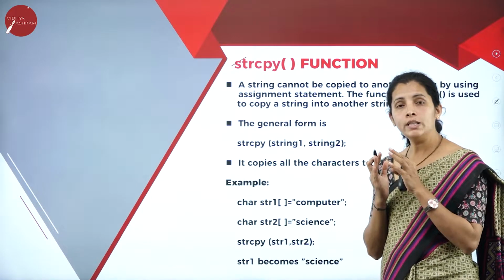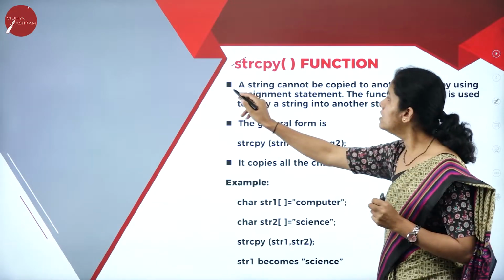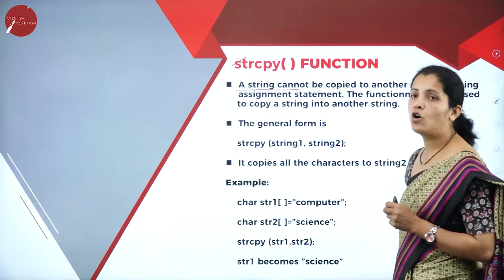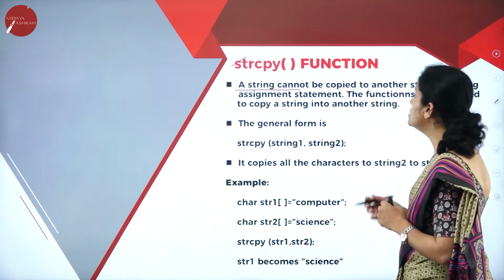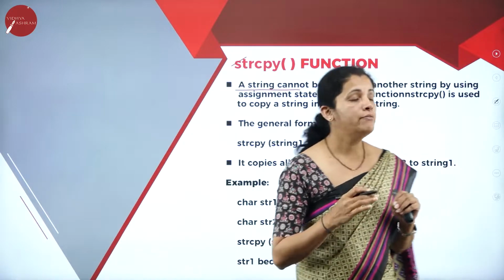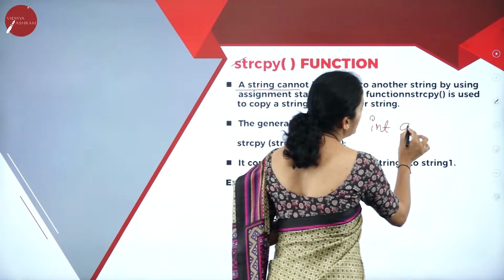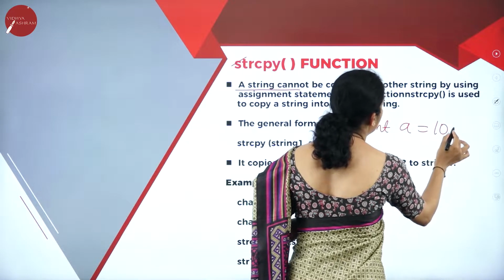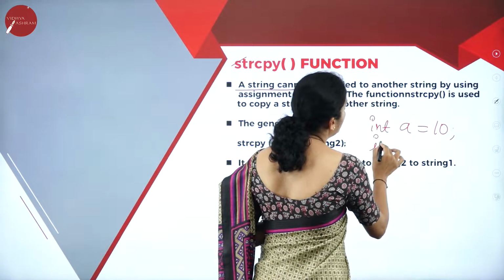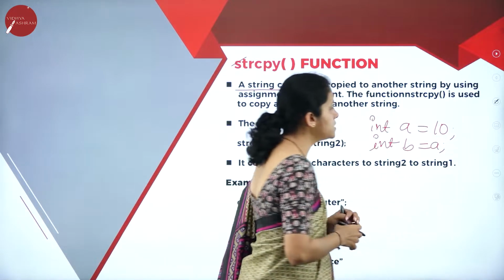I want to copy one string to another string. A string cannot be copied to another string by an assignment statement. For example, if I consider int a equal to 10, now int b equal to a. So what's the meaning here?